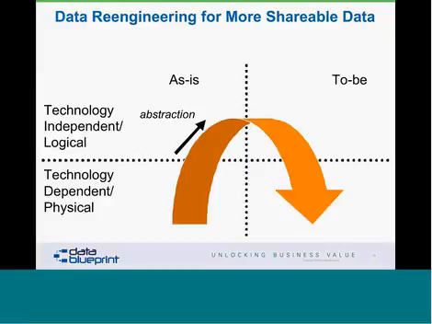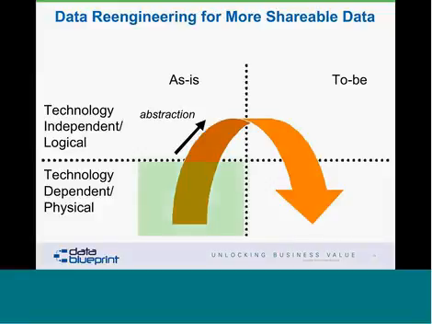Below the horizontal line there are things that are technologically dependent. This means we have a database-specific version of it or a cloud-specific version if our as-is is outside of the cloud and our to-be is in the cloud. In order to re-engineer this, we need to abstract our data up to a level that is independent of technology, what we call our logical representation on this. And only then move it to our to-be.